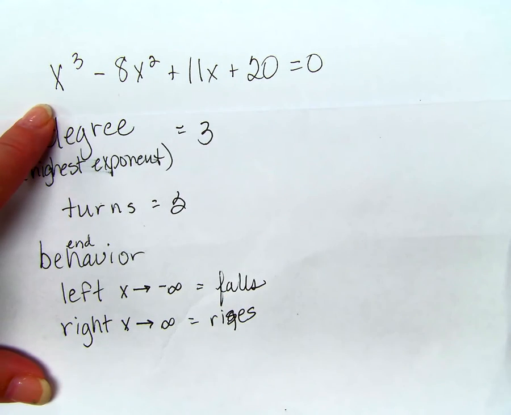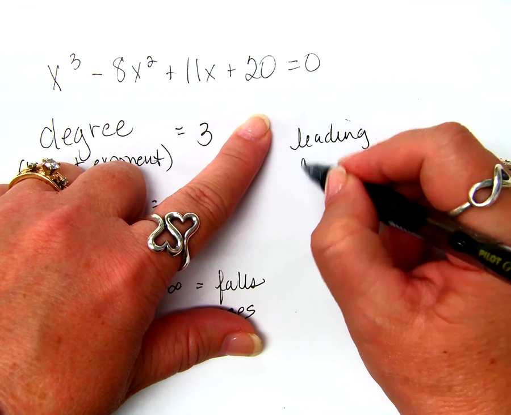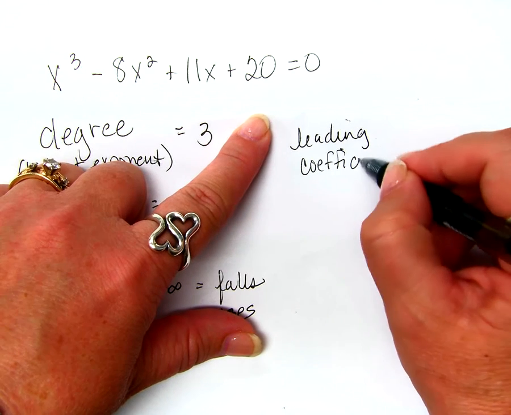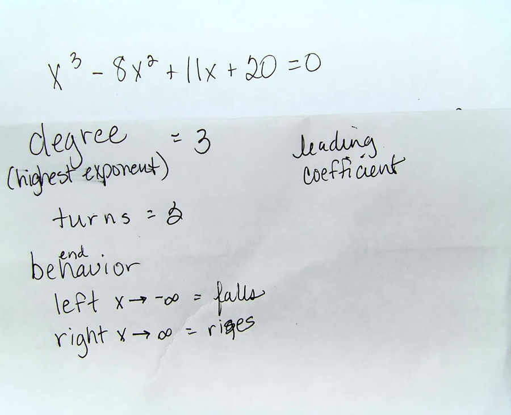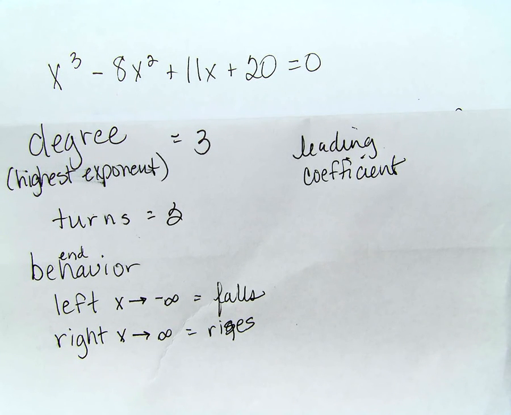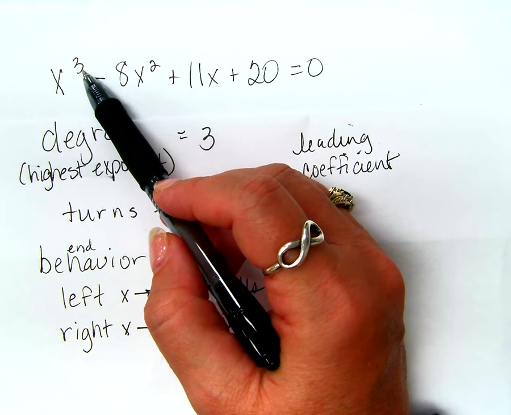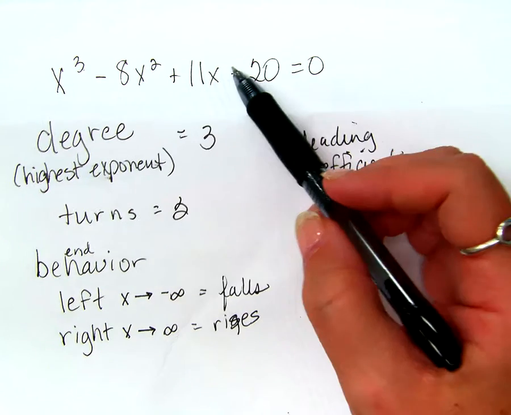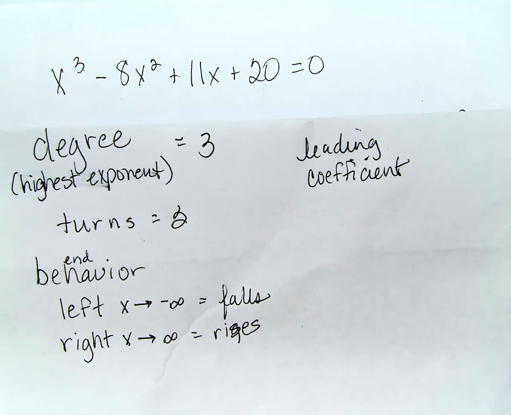Now, look at the leading coefficient. There's another good vocabulary word for you. Leading coefficient. What do you think leading coefficient means? The first one, almost. It's the first one if the equation is in standard form. What do I mean by standard form? The highest exponent, and then the next highest exponent, and then the next highest exponent, and so on until we get to the constant. Does that make sense?